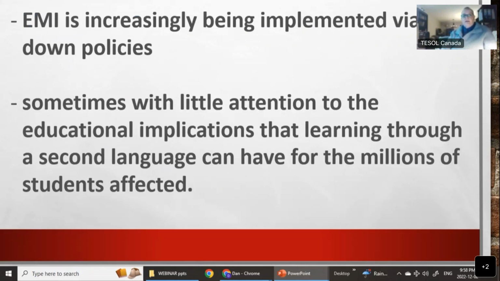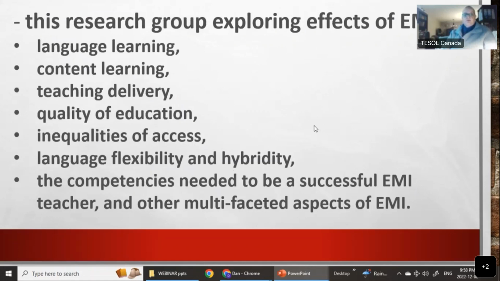EMI is increasingly being implemented via top-down policies, sometimes with little attention to the educational implications that learning through a second language can have for the millions of students affected. This research group explores effects of EMI on language learning, content learning, teaching delivery, quality of education, inequalities of access, language flexibility and hybridity, and the competencies needed to be a successful EMI teacher, and other multifaceted aspects of EMI.